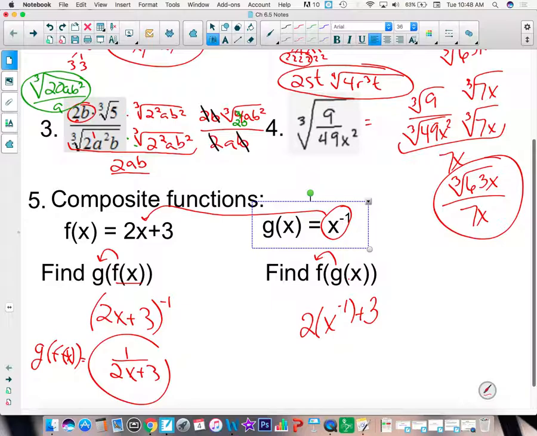How do I fix this? What's this turn into? Bring this down. You bring the X down, that's it. Because the negative one doesn't go with the 2, it just goes with the X. Goes 2 over X plus 3. That's it. That's all you have to do.